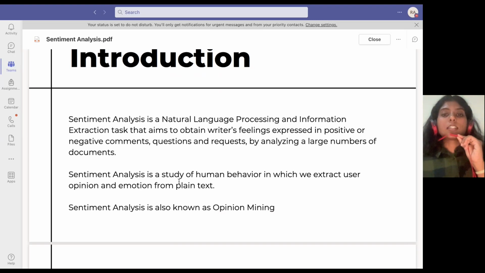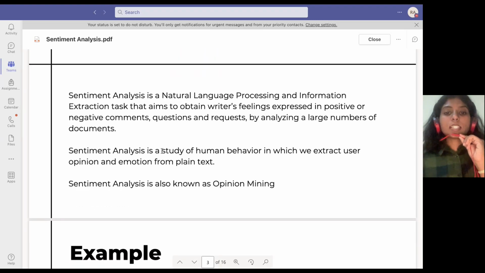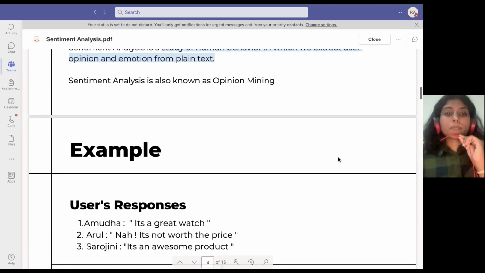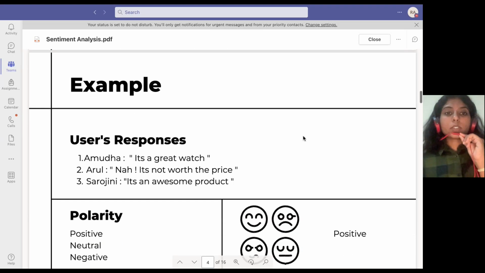Basically, what it does is we will be feeding the machine with certain data. This will process the data and it will bring some conclusion whether it's positive or it's negative or it's neutral. It's basically a study of human behavior in which we extract users' opinion. So let's look into the example.